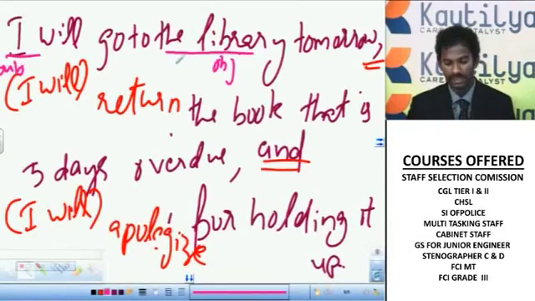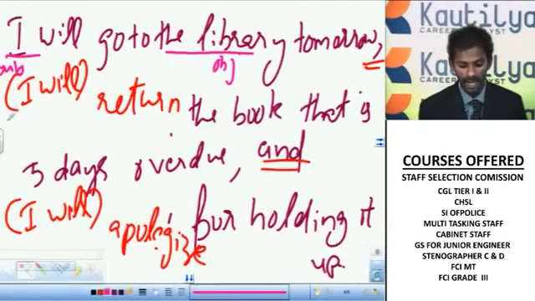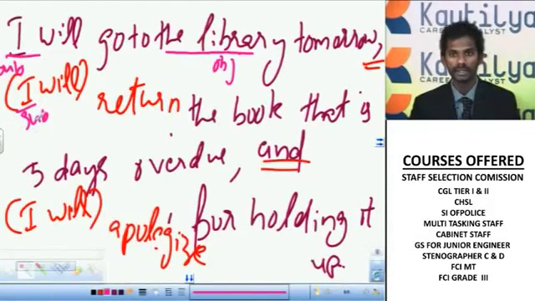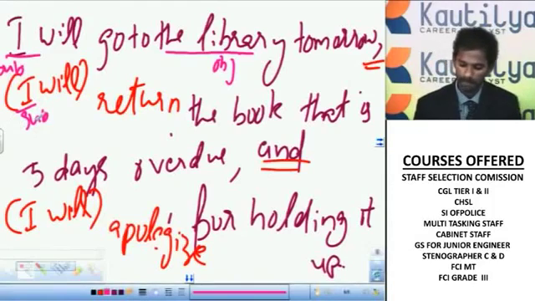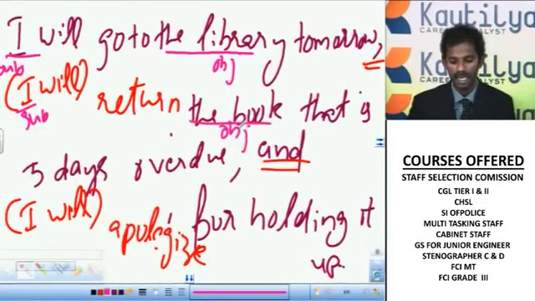Return the book that is 5 days overdue. What is the subject in this sentence? The subject in this sentence is I, which is understood, right? Return is same as I will return. So I is the subject which is understood here. What is the object here? Object is book. And predicate is will return the book that is 5 days overdue. So this is also a part of a sentence containing a subject and a predicate. So this can also be termed as a clause, right?